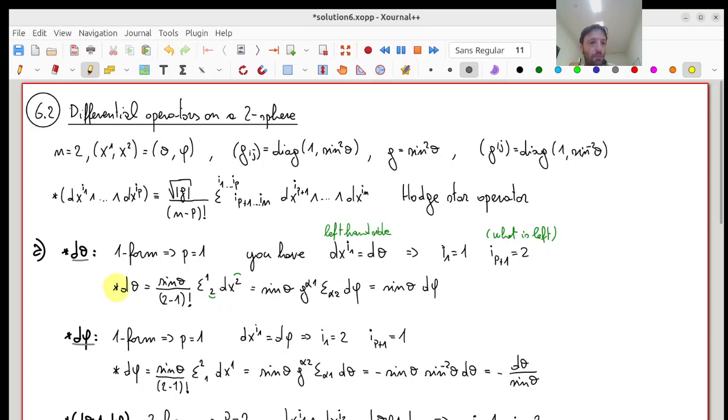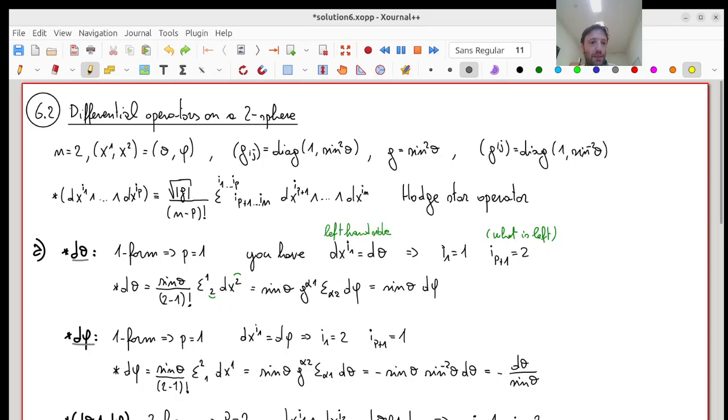So let's apply now. We apply the Hodge operator to our one-form, and we use the definition. So we have the square root of the determinant, the square root of sine to the power of 2. That's sine. Then, as I said, we have a 2 minus 1, because it's a two-dimensional space and a one-form. So 2 minus 1 factorial, which is 1 in the end. So in fact, you see, here we are going to have the sine, and this factorial of 1 is a 1 that we don't see there.